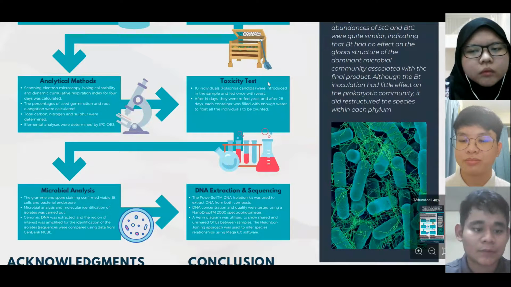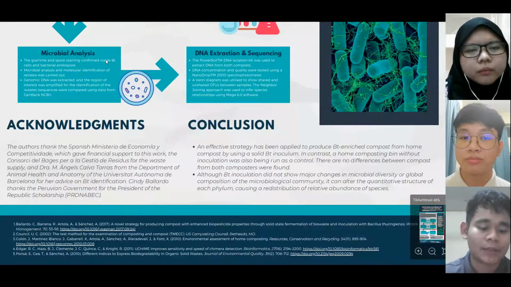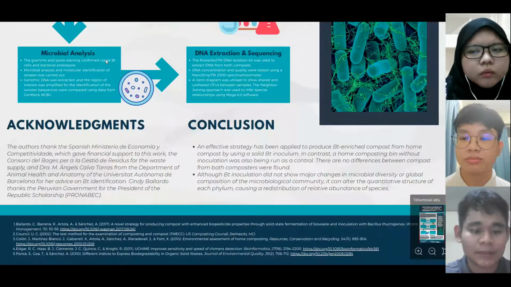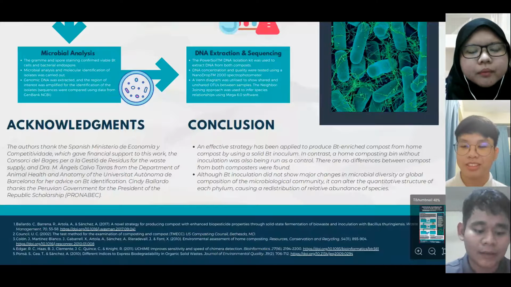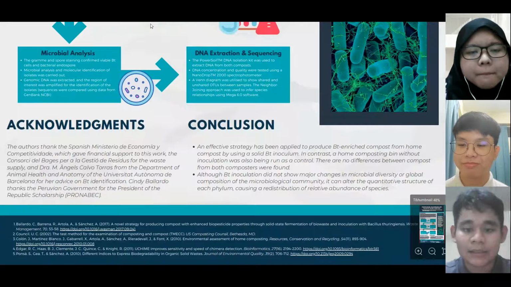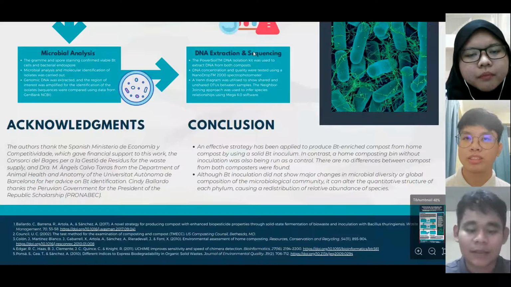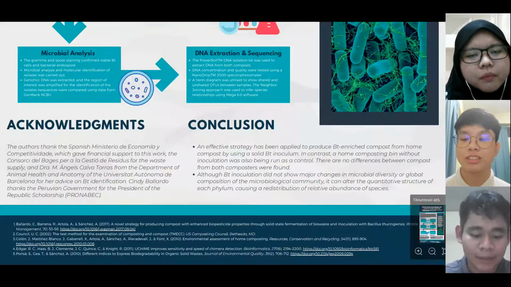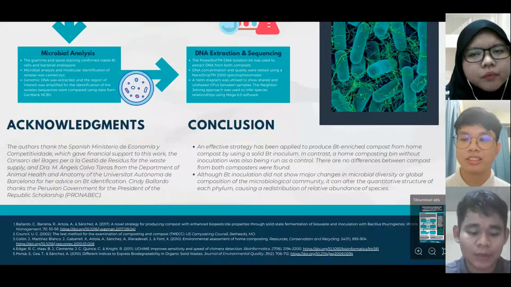Next, they proceed towards the microbial analysis and also molecular identification. The genomic DNA was extracted, and the region of interest was amplified to identify the isolates, to be compared using the data from GenBank. And lastly, they do the DNA extraction and sequencing. The samples for both composts were processed for DNA extraction using PowerSoil DNA isolation kit, and the BLAST tool was used to check whether the sequenced DNA is available in GenBank.